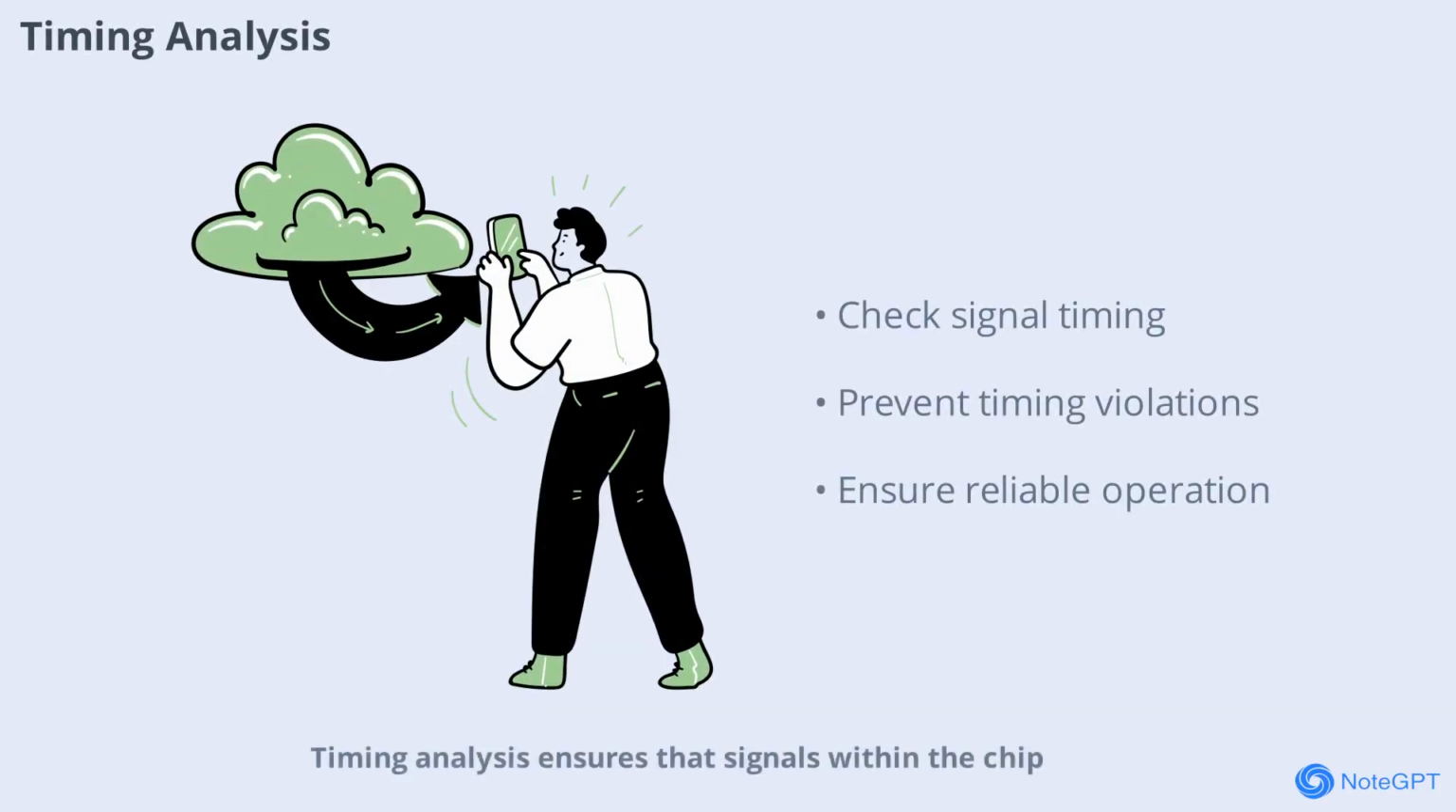Timing analysis ensures that signals within the chip arrive at the right place at the right time. This process checks for timing violations that could cause errors or reduce performance. Static timing analysis is commonly used to evaluate all possible paths in the circuit. Accurate timing analysis is crucial for high-speed designs, ensuring reliable operation under all conditions.